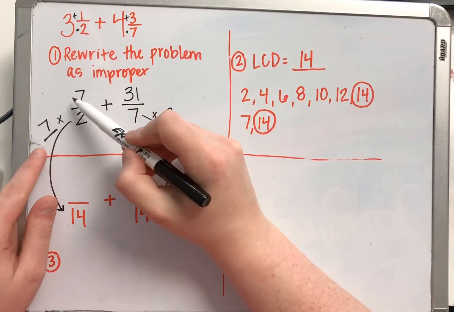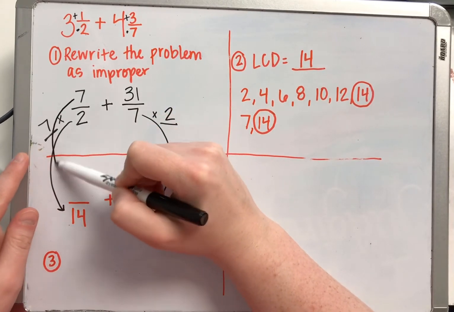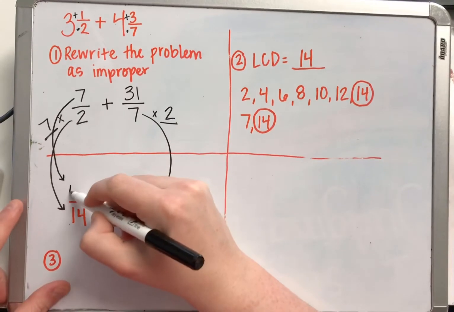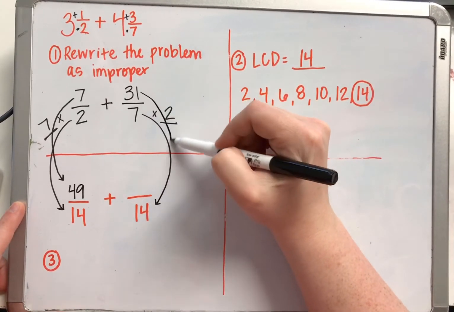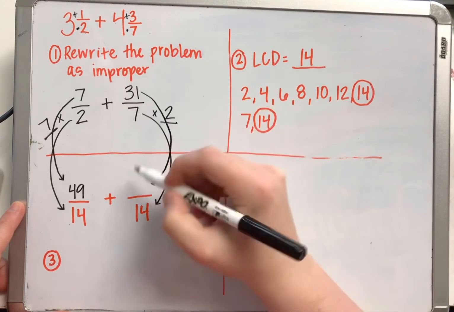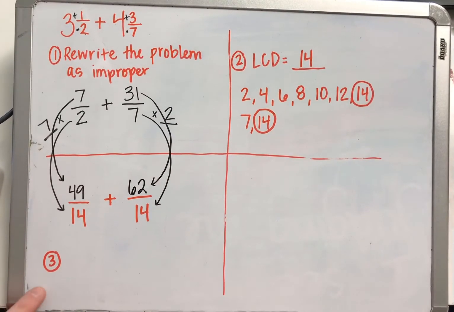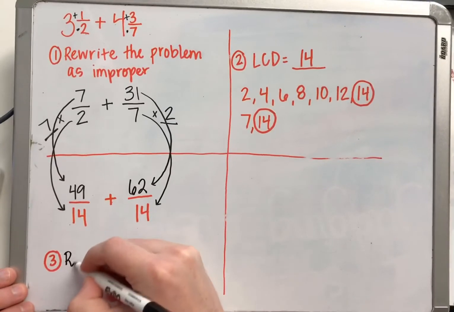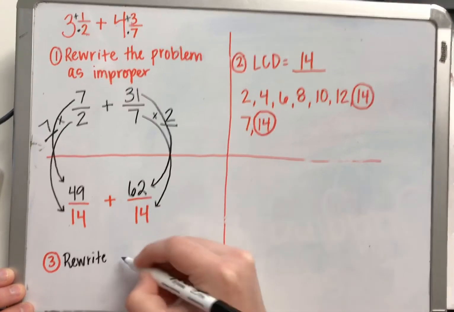So I'm going to do it again, but this time with my numerators. 7 times 7 gives me 49. 31 times 2 gives me 62. So in box 3, we just rewrote it with the common denominator.